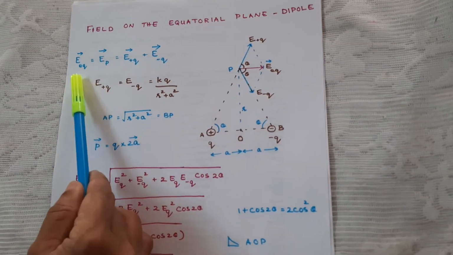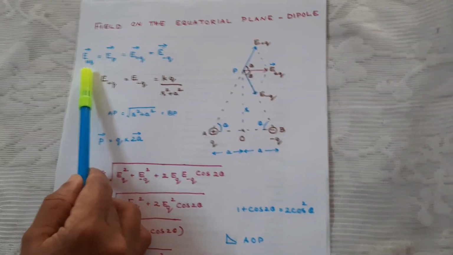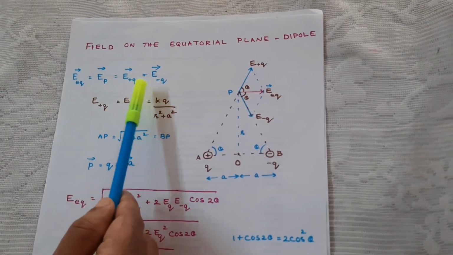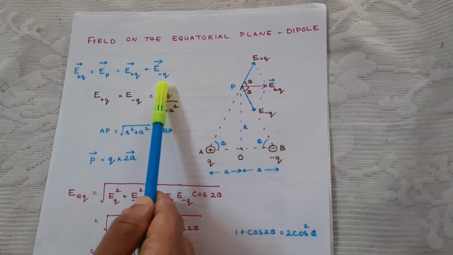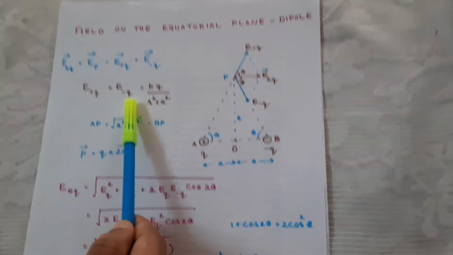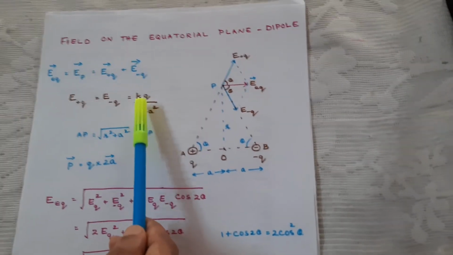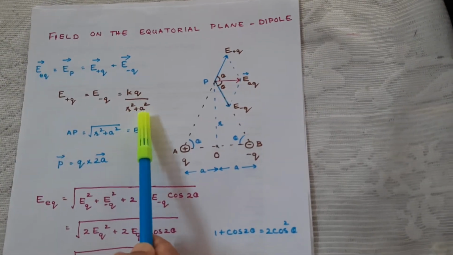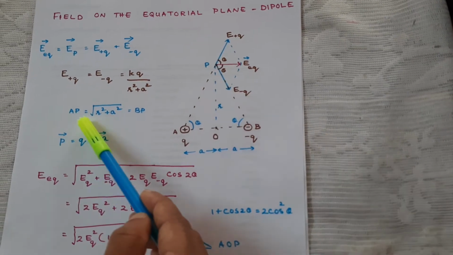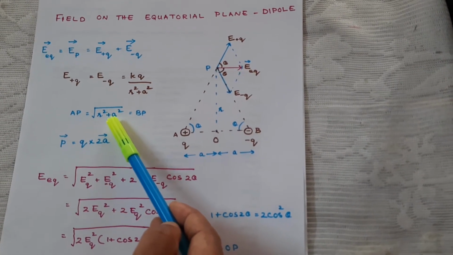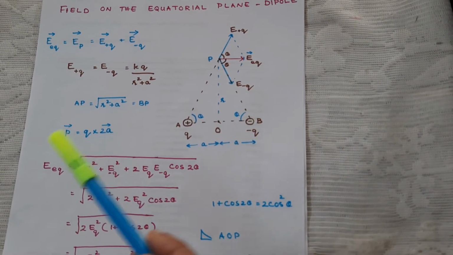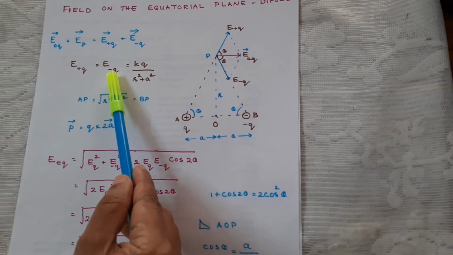So the resultant electric field at a point on the equatorial line, E equatorial, is the vector sum of E plus Q and E minus Q. But E plus Q is equal to E minus Q, that is equal to KQ by R square plus A square, where the distance AP is equal to root of R square plus A square, and that is equal to BP. So the electric fields are equal in magnitude.